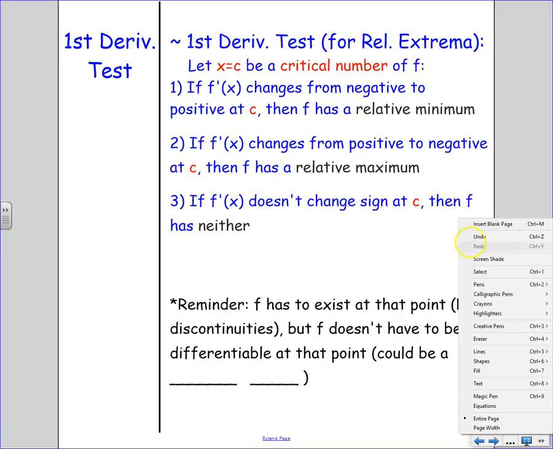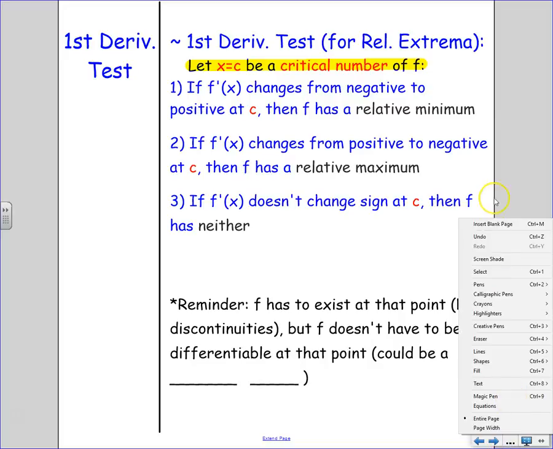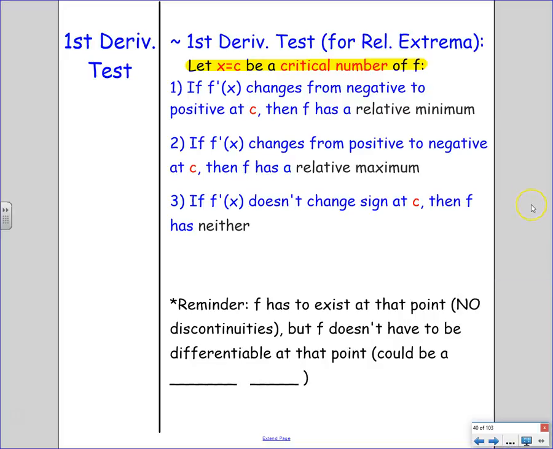And guys, I am going to get the box in just a second, but first of all, I need you guys to highlight: let x equals c be a critical number of f. I need you to highlight: let x equals c be a critical number of f.